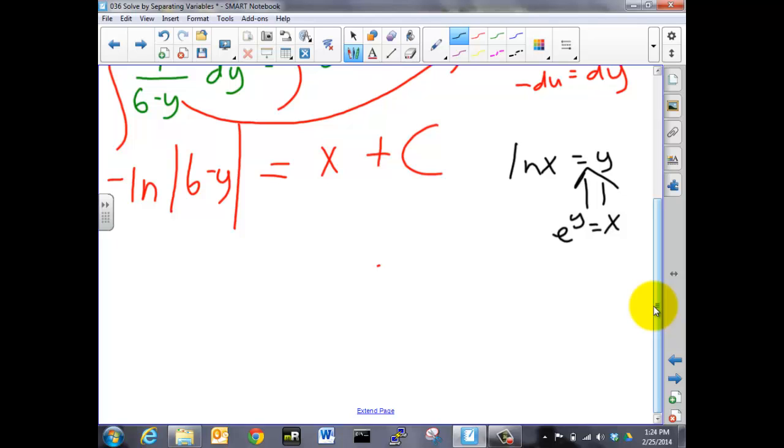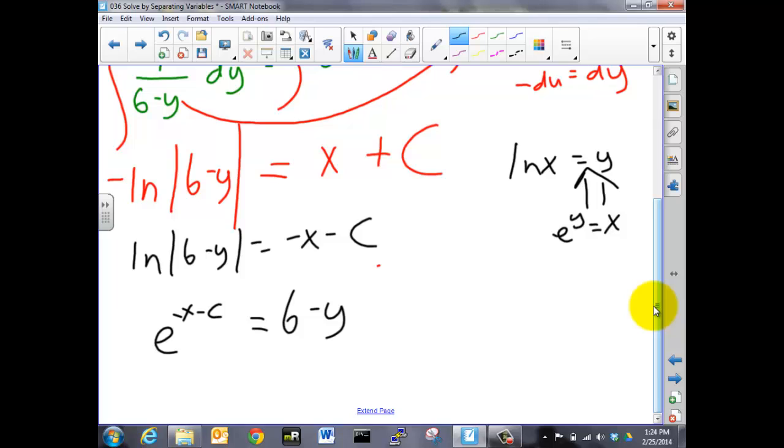So what I'm going to do is I'm going to change. First thing I want to do is get rid of that minus sign. I can do it this way. Equals negative x minus c. Agreed? Right, so we're going to say e to this power over here, negative x minus c, equals 6 minus y. That's just using the definition here. We said the base e to this power here equals the argument, 6 minus y.